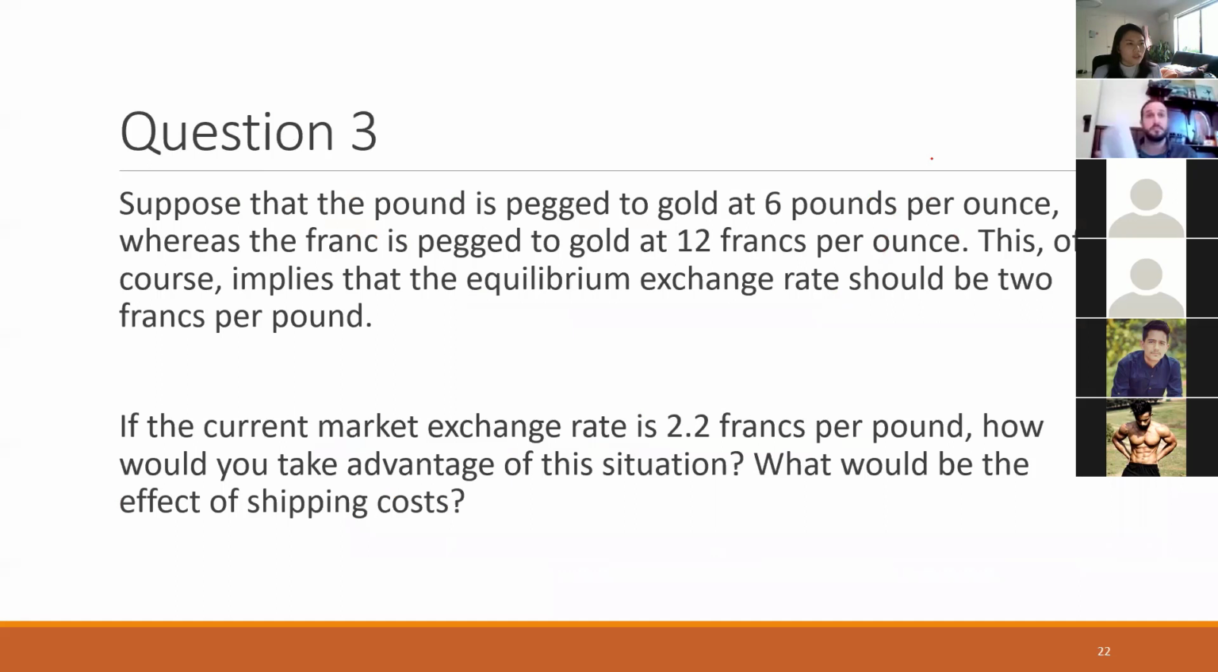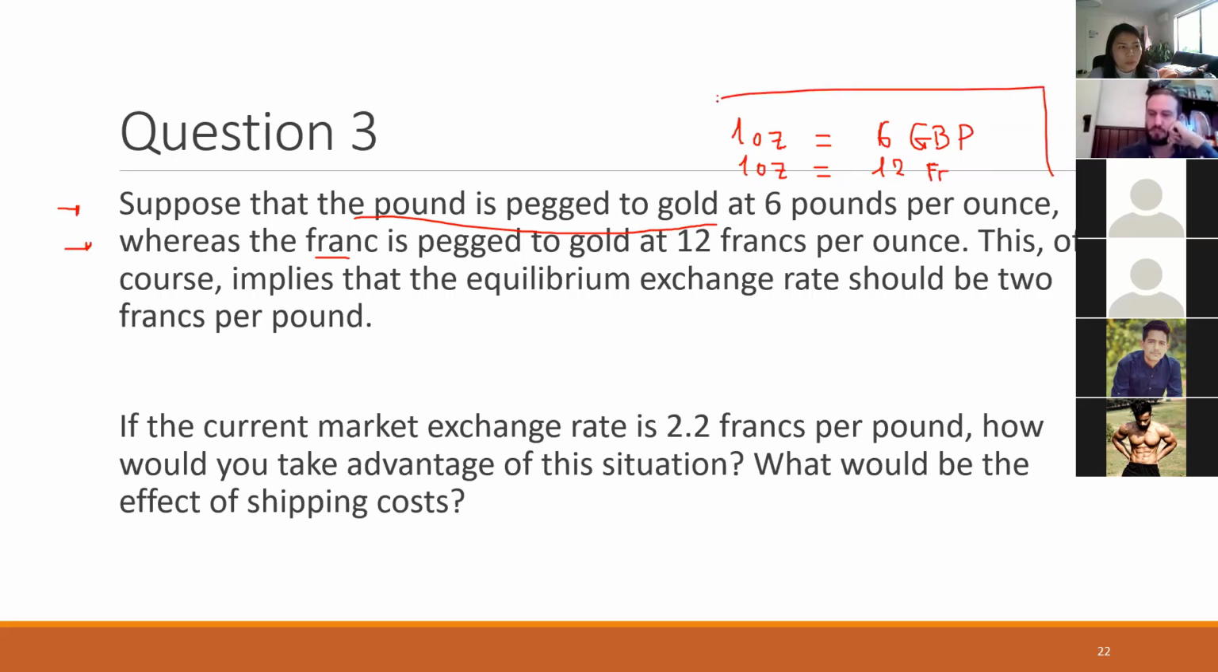So in question three, we are looking at a situation where we have the gold standard, right? So our currencies are pegged against gold. Currently, £1 is fixed to gold at £6 per ounce. So for every ounce of gold, it's valued at £6 in the UK. Now in France, the franc is currently fixed to gold at 12 francs per ounce. So in France, if you have the same amount of gold, which is 1 ounce, you can trade it for 12 francs. Okay.